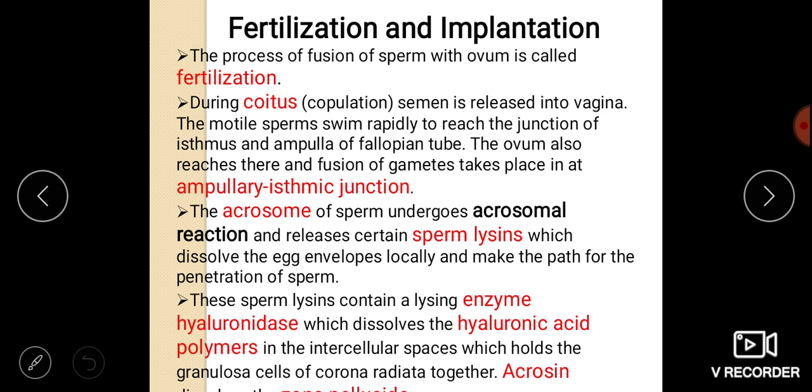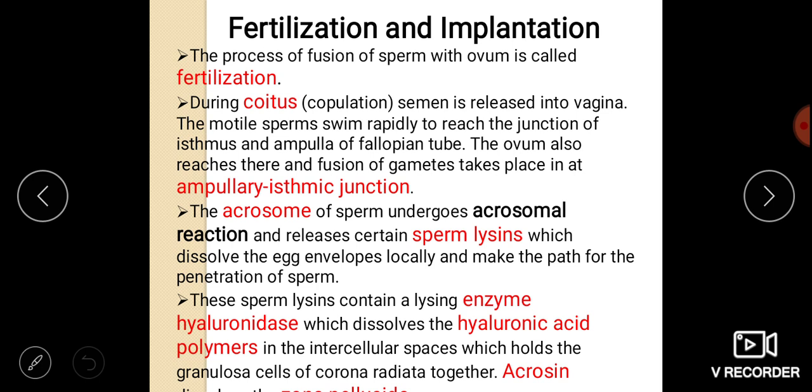Now after this, fertilization and implantation. The ovum has been released, it goes in the fallopian tube and now waits for the sperm or the spermatozoon. As soon as the spermatozoa enter the body of the female, they have to pave a long way from the vagina to the uterus, and from the uterus to the fallopian tube.